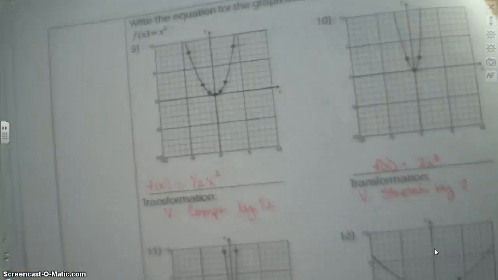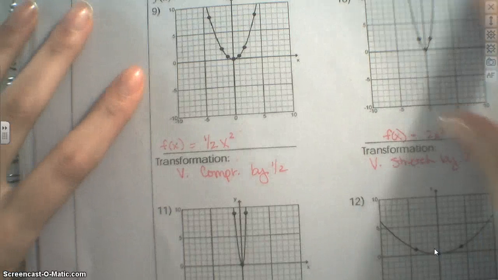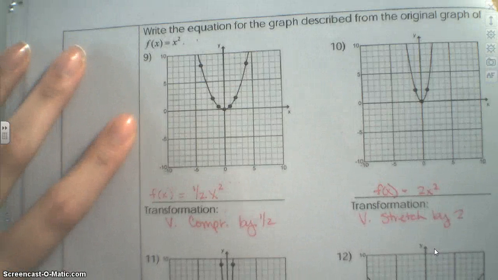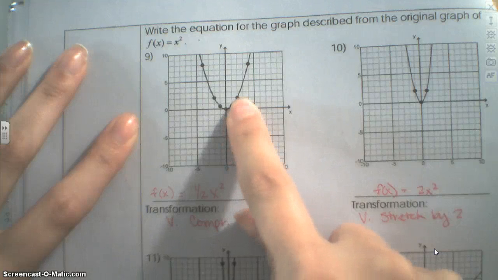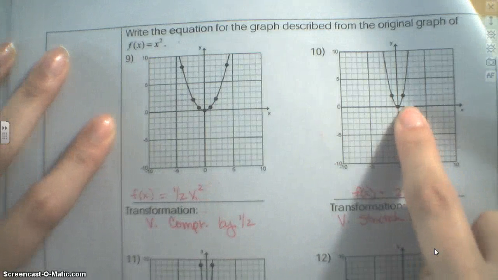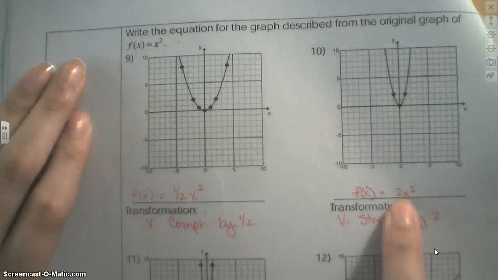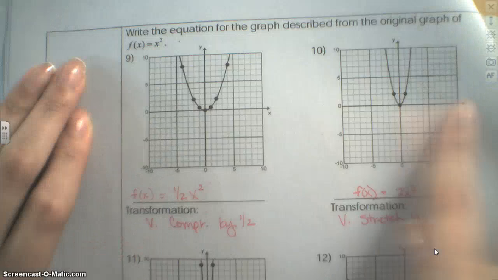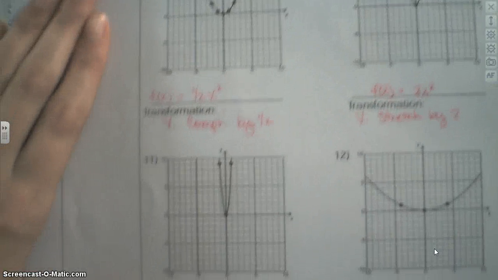And then the last page that we had here was describing what happened from the original parent function. So notice that we are at a 1/2 instead of 1, so we're half the amount. Here we're at 2 instead of 4, so we should have a 1/2 in front. Here we're at 2 instead of 1. So that means we're double, so we should have a 2 in front of our x squared there. We didn't move any left or right, up or down, so it's just the stretches and compressions there.